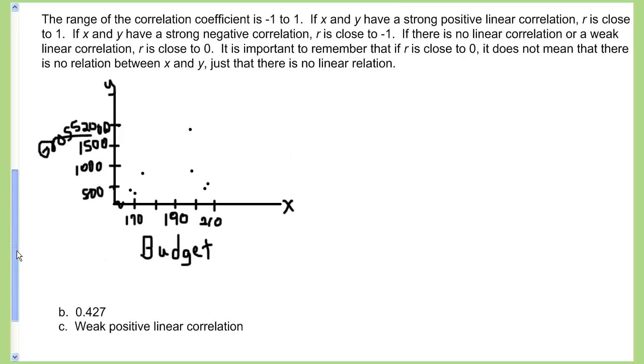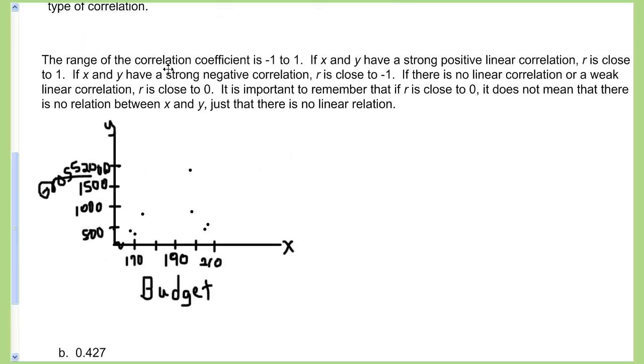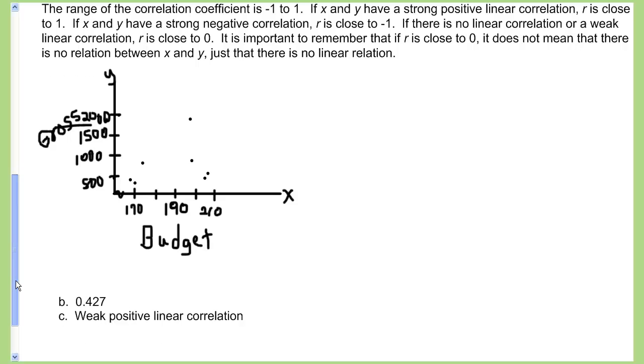And what you want to do here is look at this. When you find R, you look at the range of the correlation coefficient, and it's supposed to be between -1 and +1. If X and Y have a strong positive linear correlation, you're going to find that R is close to 1. If X and Y have a strong negative correlation, you're going to find that R is close to -1. And if there's no linear correlation or a weak linear correlation, R will be close to 0. It's important to remember that R might be close to 0, but it does not mean that there's no relationship. There's just no linear relationship.